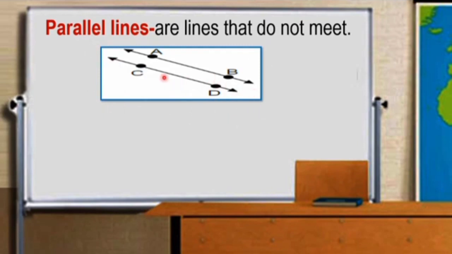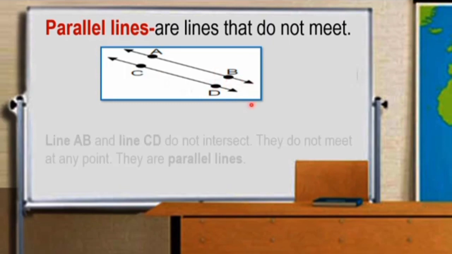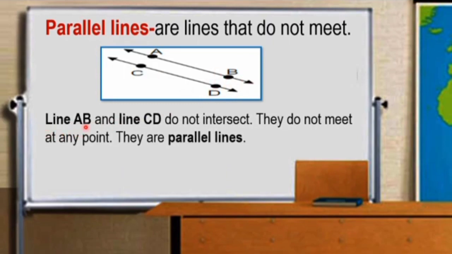Correct. The two lines do not intersect. Therefore, line AB and line CD do not intersect. They do not meet at any point. They are parallel lines. So we can write it like this: line AB is parallel to line CD.